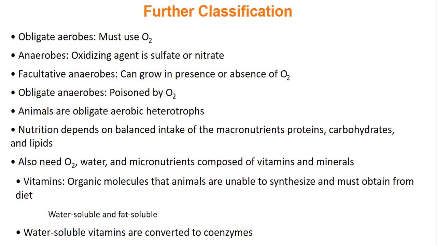Further classifications. So you have your obligate aerobes. Those are creatures that must use oxygen. So that's us. We need oxygen. You have your anaerobes, which don't use oxygen. They can use sulfate or nitrate in place of oxygen. Facultative anaerobes, you can grow with or without O2. Or your obligate anaerobes, you are poisoned by O2.